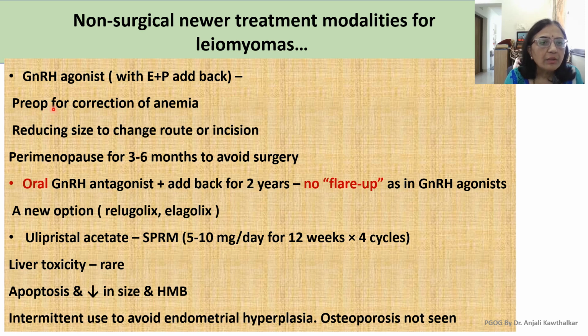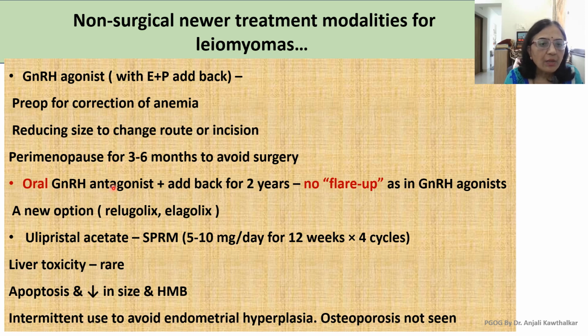GnRH agonists are to be given for preoperative correction of anemia for a short duration, for reducing the size to change the route or change the incision from vertical to transverse. Perimenopausally, it can be given for 3 to 6 months with the hope that it can completely avoid the surgery once the woman enters into the menopause. Surgery can be avoided altogether.